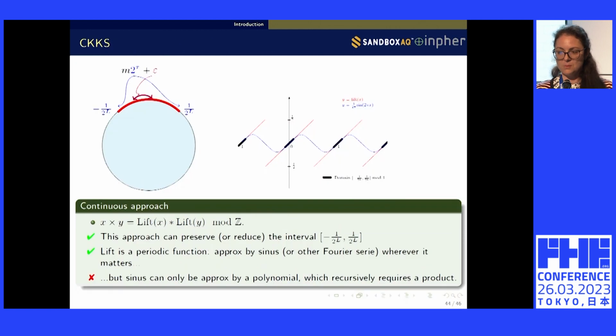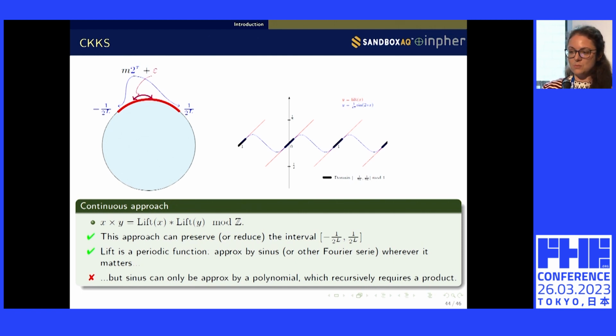Now we will show how we map our fixed point numbers again over the torus. We will use a small interval on the torus. We will use this notion of levels and say that our new plaintext will be this continuous interval. Now to perform a product, we should still lift the numbers over the real numbers, and the function of the lift is represented by this periodic red function.